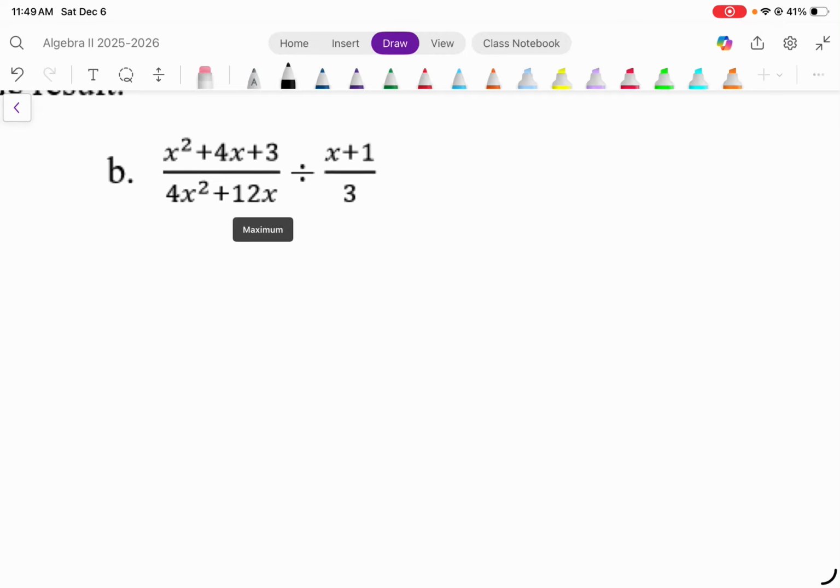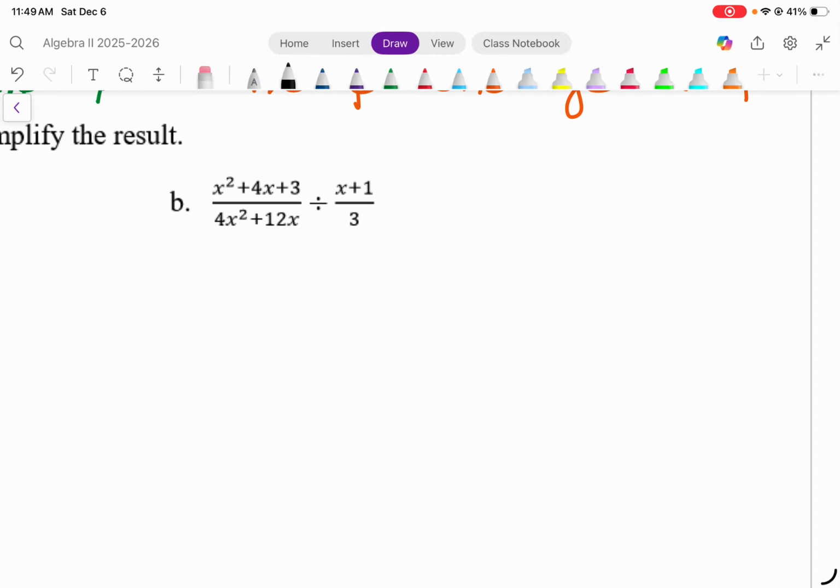All right. So for division with rational expressions, it's the same process as for multiplying. You are going to first factor. So we need two numbers here that multiply to 3 and add to 4. So I'm going to use 1 and 3. So that would factor to x plus 1 and x plus 3.